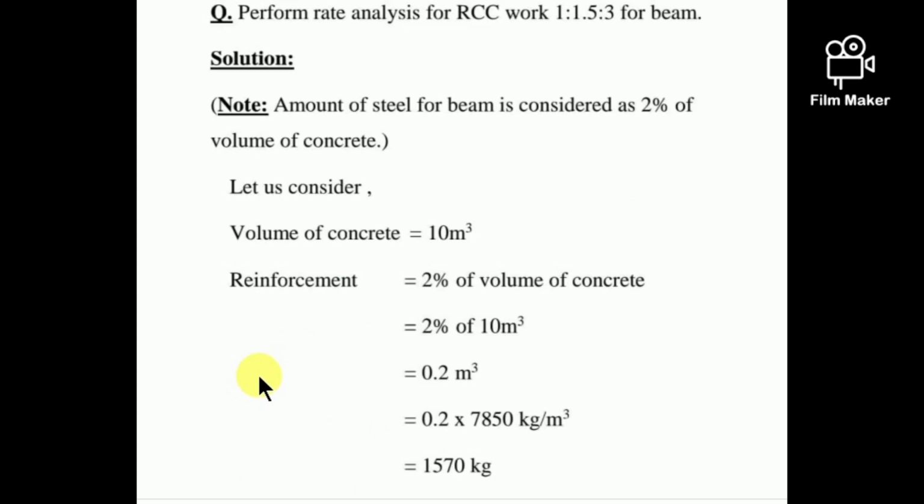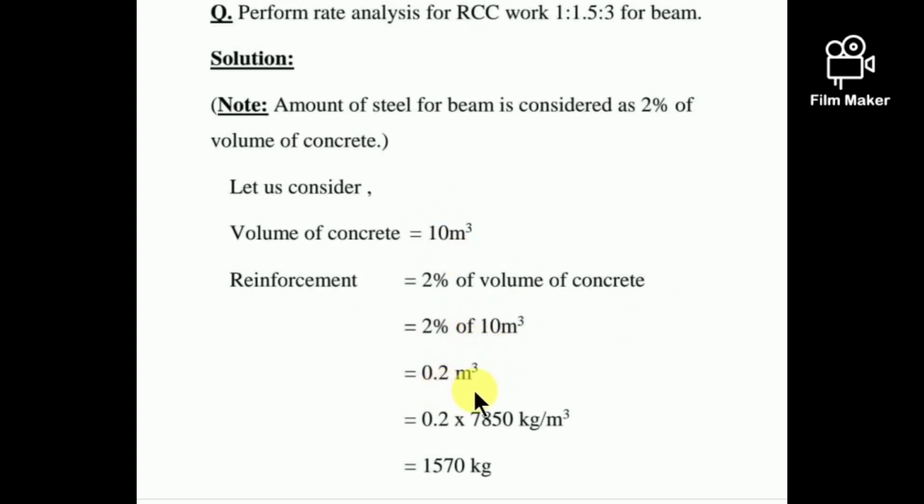Now if you have seen my previous lecture, there I have shown how to do the rate analysis for cement concrete. Now the volume of concrete we will take it as 10 meter cube. As already mentioned, for reinforcement it is 2% of volume of concrete. So reinforcement will be equal to 2% of volume of concrete. Volume of concrete we have considered as 10, so 2 by 100 into 10 is 0.2 meter cube.